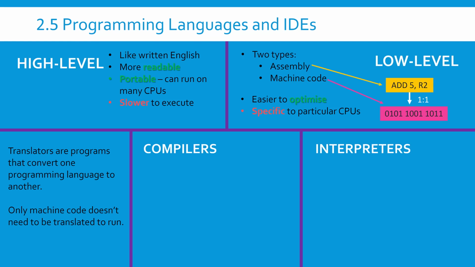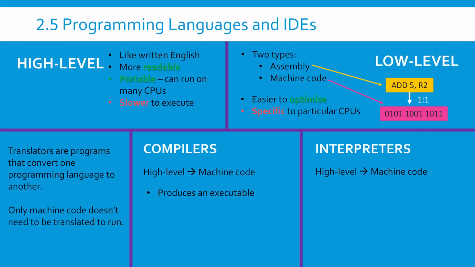And so therefore, we do generally use high-level languages. But to use those, we've got to use translators. A translator is a program that converts one language to another. And only machine code doesn't need to be translated to run. A CPU can only execute machine code. There are 2 types of translators which go from high level to machine code.